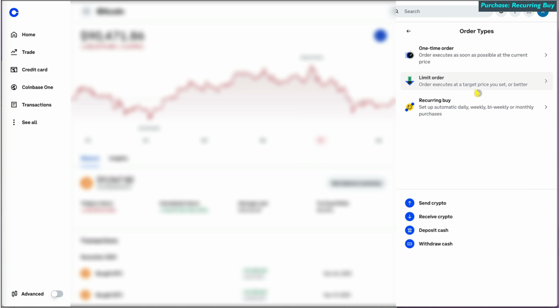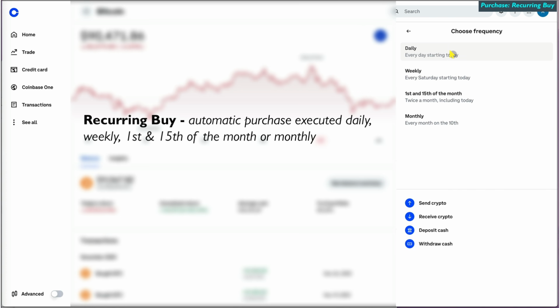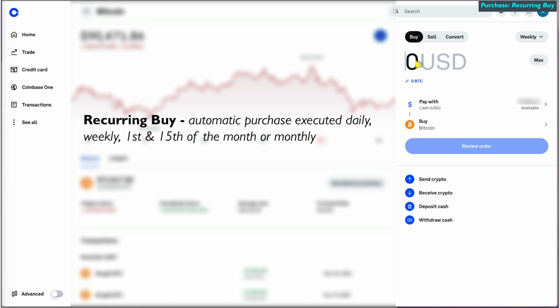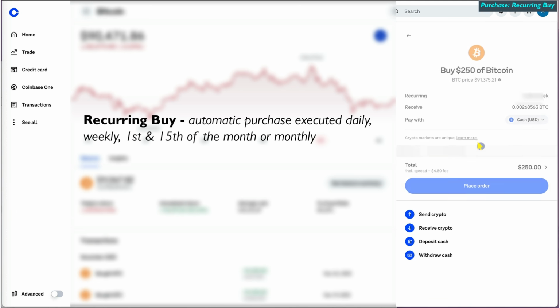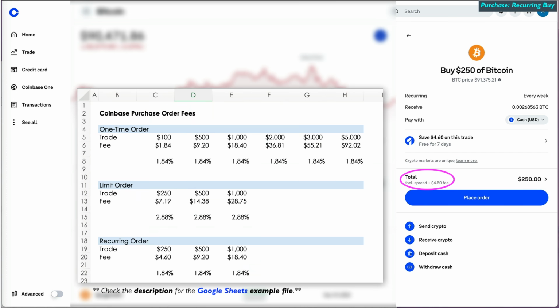There is one more purchase option you should know about: a recurring buy. This is an automatic purchase that you set up to run daily, weekly, on the 1st and 15th of the month, or monthly. Let's set up a weekly purchase. I will schedule $250 worth of Bitcoin to be purchased automatically using the cash in my account. Notice the transaction fee here is $4.60, which is 1.84% of the order amount, the same percentage as for one-time orders.